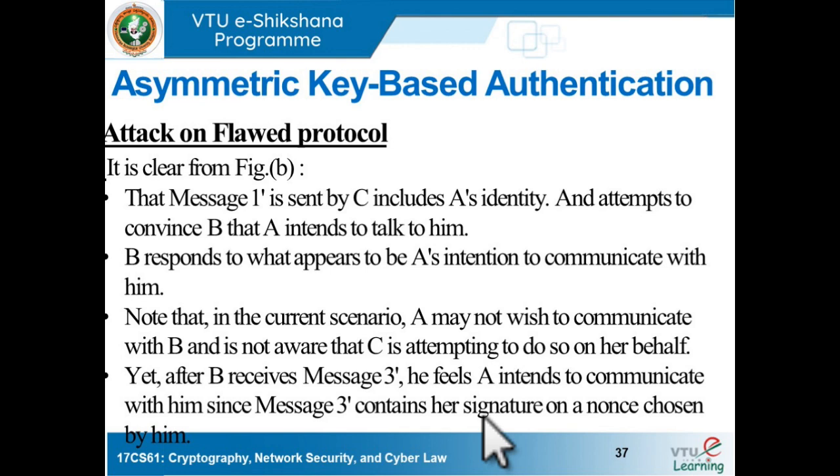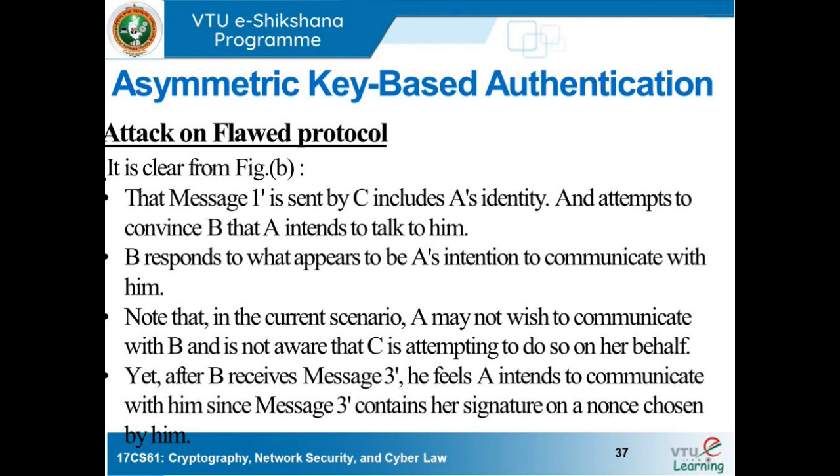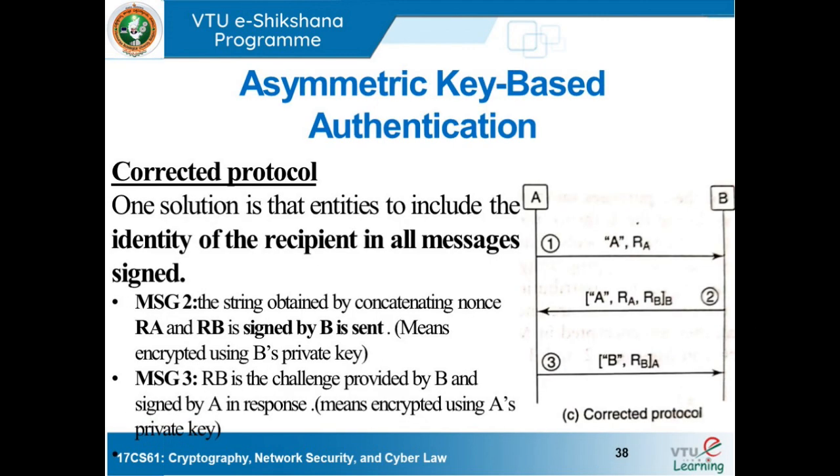Yet B receives a message 3 dash, over here you can see 3 dash. B will receive it from C, but actually thinks it is coming from A. He feels A intends to communicate with him, since the message 3 dash contains her signature on the nonce chosen by him. Now how do we correct this scenario and try to avoid this particular attack on the protocol?